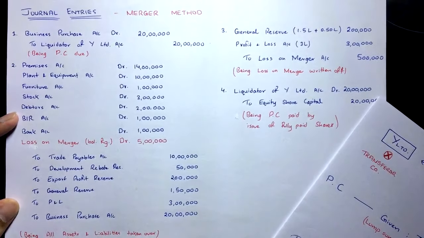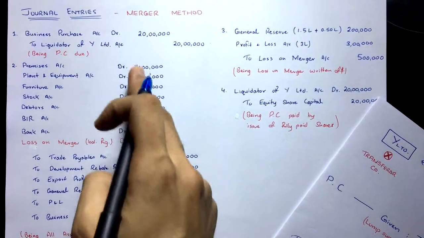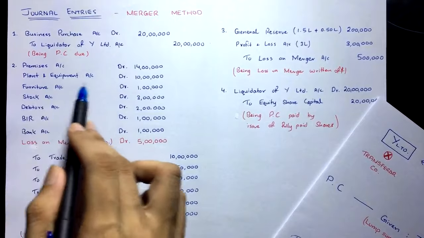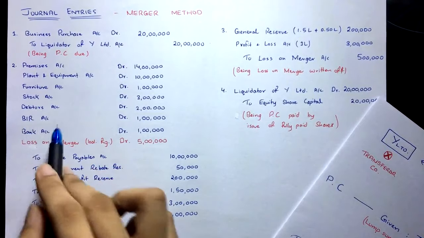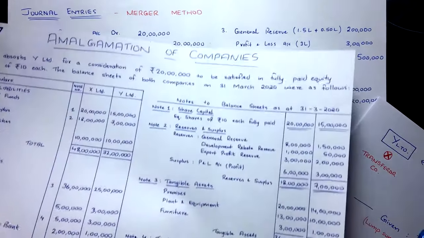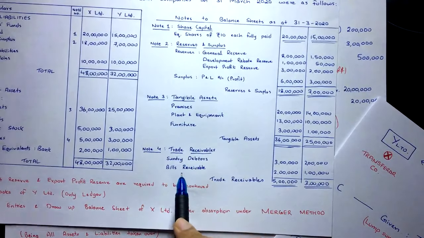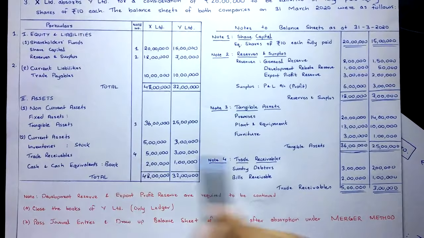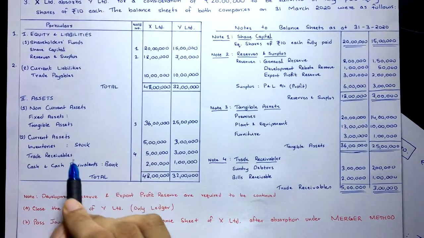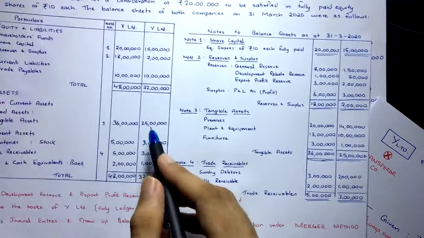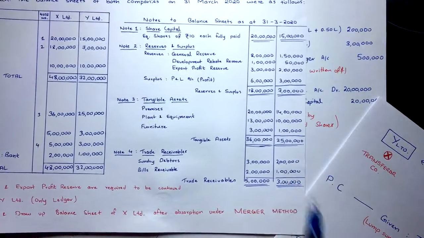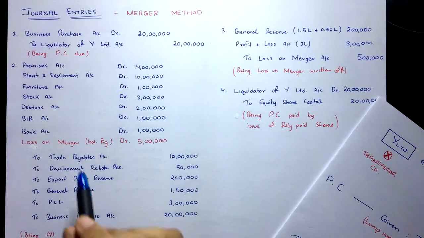We'll come to that, don't worry. See here, it's very simple. One by one, you are going to take all the assets: premises, plant and equipment, furniture, stock, debtors, bills receivable, bank account, everything that has been taken over. Inventories, stock is there. So all the book values you have to take. Fine, all the book values.